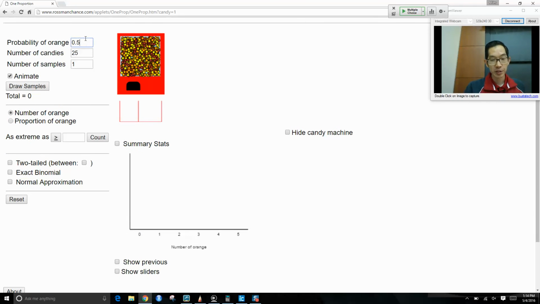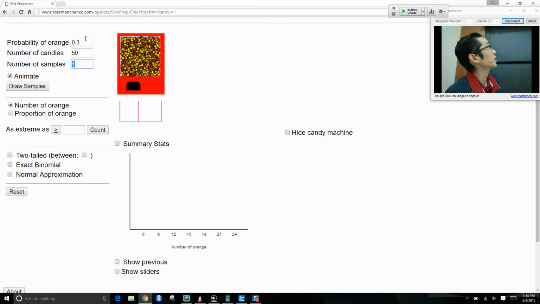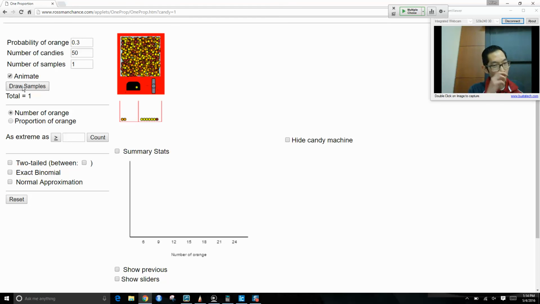So I'm going to say we got 30% orange. We're going to draw 50 pieces of candy. This is a simulation. The computer's going to simulate this, and it's going to spit out all the orange pieces over here. Okay, so there it goes.